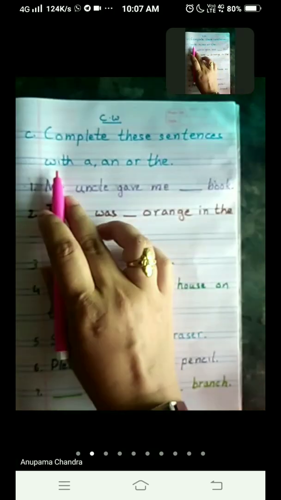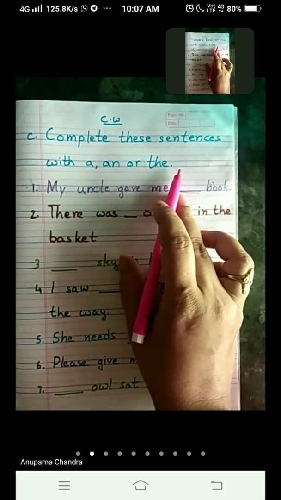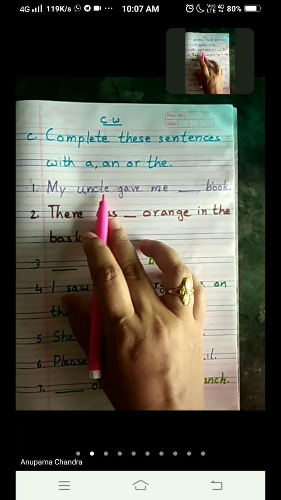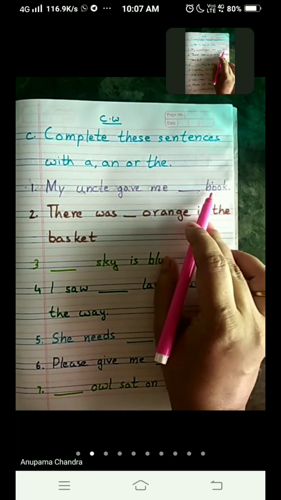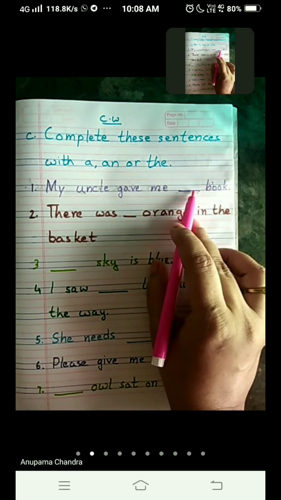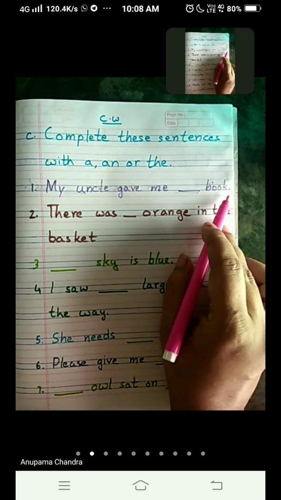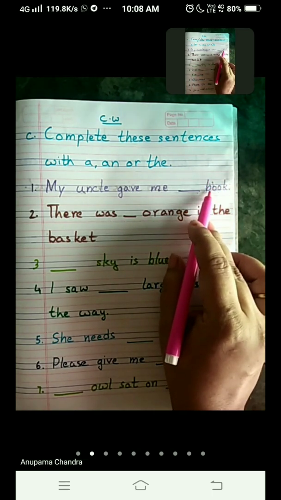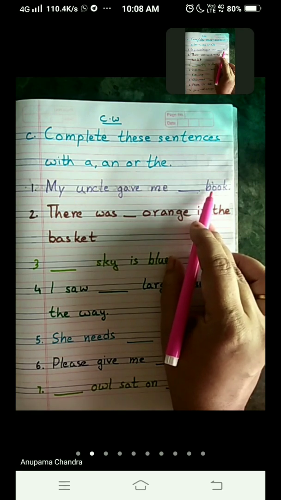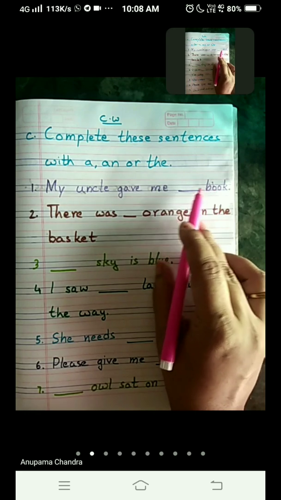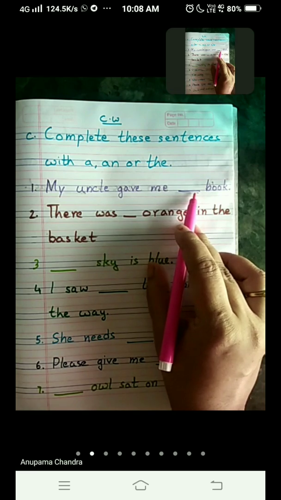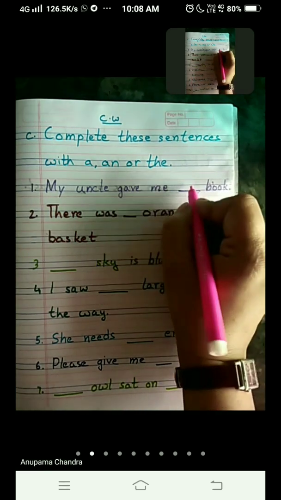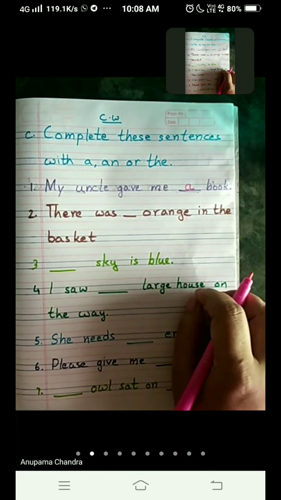Complete these sentences with a, an or the. The first sentence is, my uncle gave me dash book. Now the word here is book. We have to write a, an or the before book. So what is the first letter here? B. Is it a consonant or a vowel? Consonant. So what are we going to write here? What do we write before a consonant? We write a before a consonant. Okay. So we will write a. Understood?